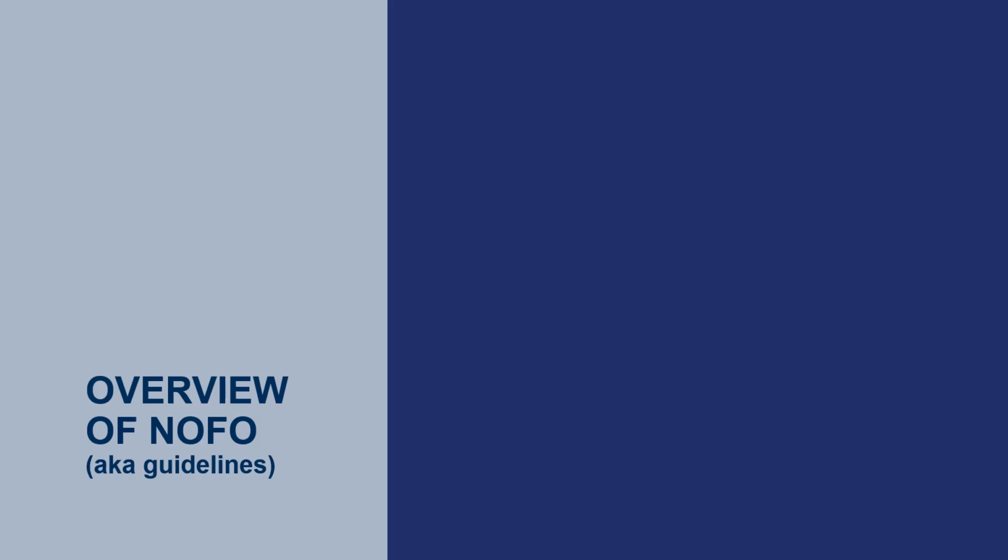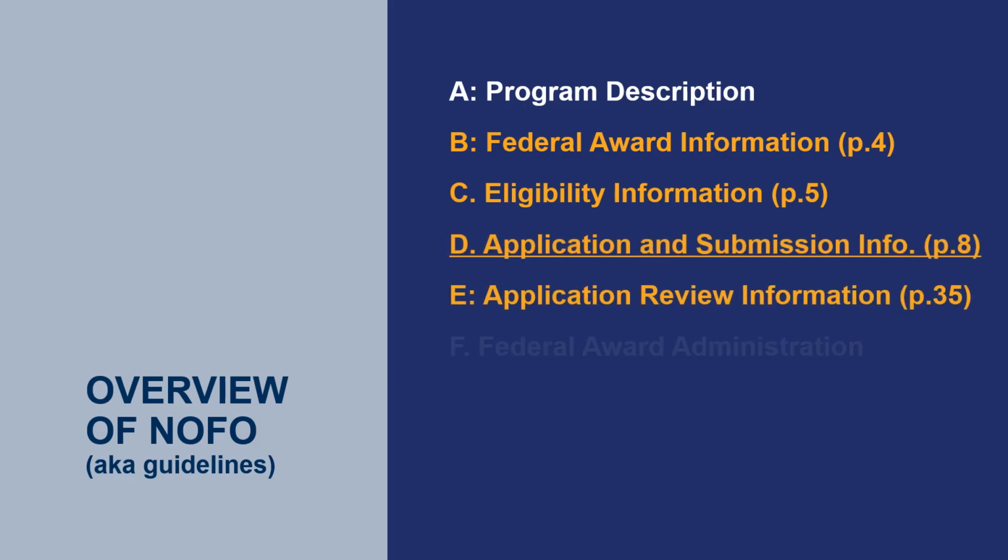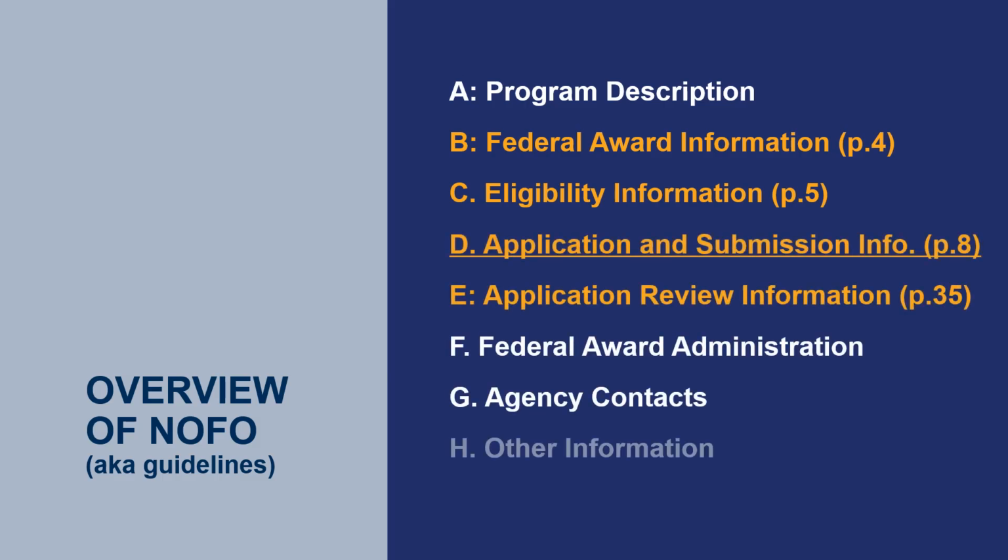Just by way of overview, let me walk through what the notice of funding opportunity consists of. You'll see that the notice is divided into A through H. The main sections that you'll be working with the most, especially for the project director getting ready to submit the application, will be sections B through E, but particularly the application submission portion, which starts on page 8. So that's what I'll be talking about in a moment to give you more information about how to apply.